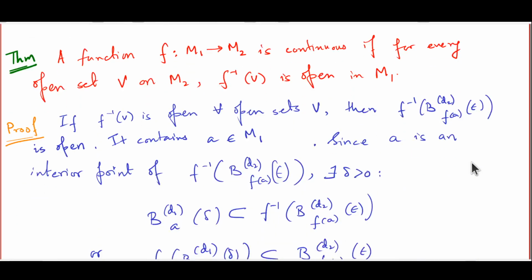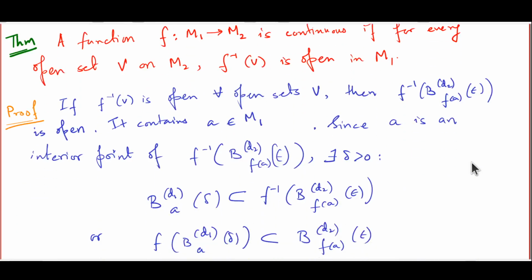So, to prove this, let us start with the demand that f inverse V is open for all open sets V. In this case, we will start with a specific open set, the open ball of radius epsilon centered at Fa. F inverse of that will of course also be open.